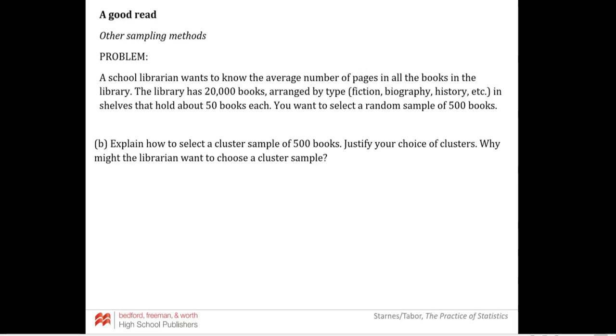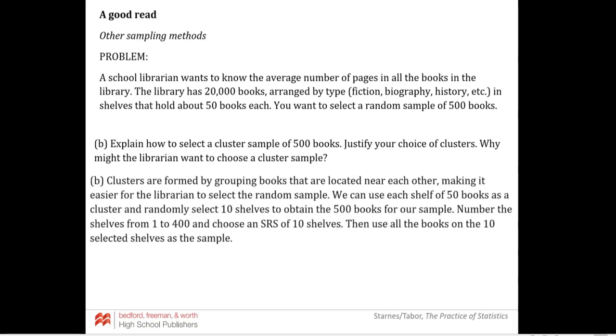And so why would you want to do that? Well, we're hoping that on each shelf, even though I would think the biographies might be together in many cases, or the fiction may be together on the same shelf, by randomly choosing 10 different shelves, you might get some of each, right? So hopefully that'll work out. I don't know if it'll work out. Clusters are a little harder to make work.